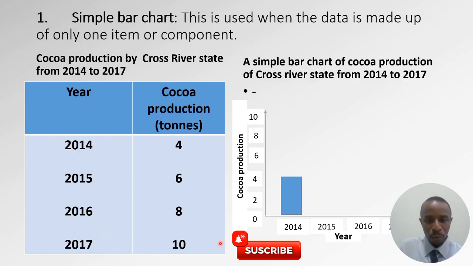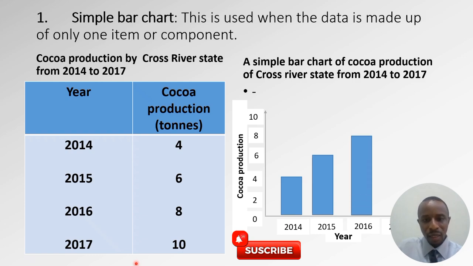2014, we have 4. So you can see the space in between and the rectangular bar that represents 4 for 2014. For 2015, I have 6. For 2016, 8. For 2017, 10. So you can see how the rectangular bar is moving from the lowest to the highest.